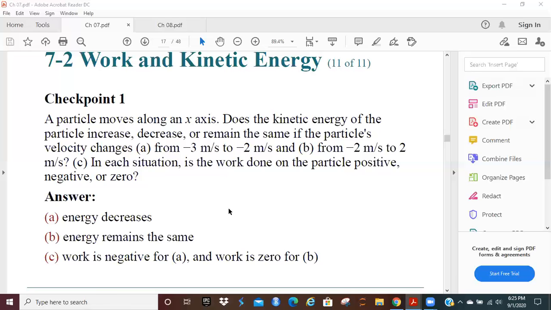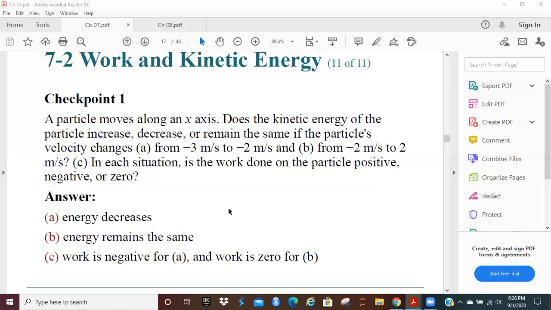Let's take a look at part A. Since the energy is decreasing, is energy being transferred to the object, or is it being transferred away from the object? Away from the object? That's right. And when energy is being transferred away from the object, what do we define the work as? Is it positive or negative? Negative. Negative, that's right.